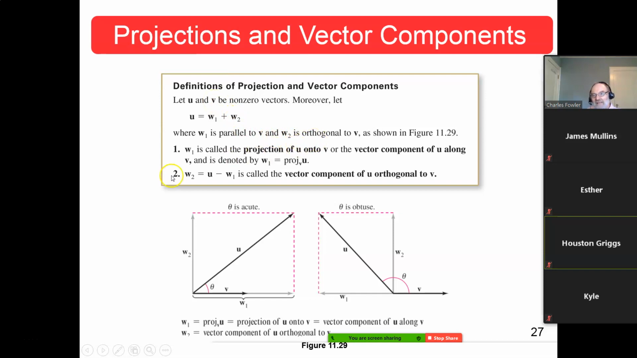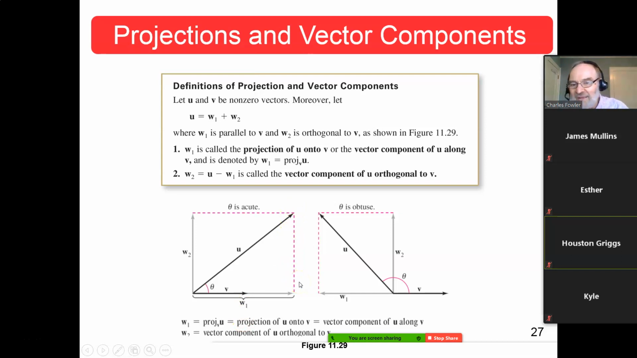Now, W1 is called the projection of U onto V. So here's the vector U, here's the vector V. If you were to do two components here, W1 parallel to V and W2 perpendicular to V, that W1 would be the projection of U onto V.